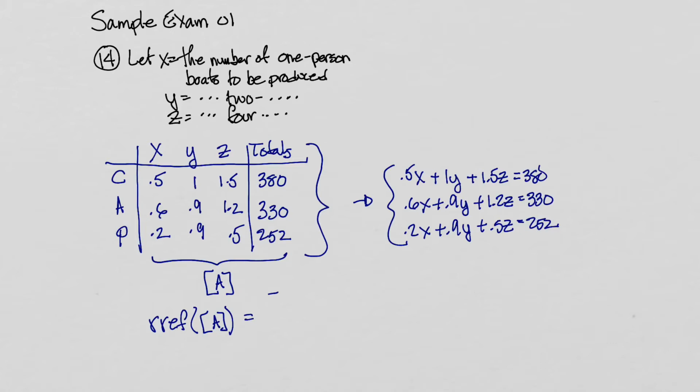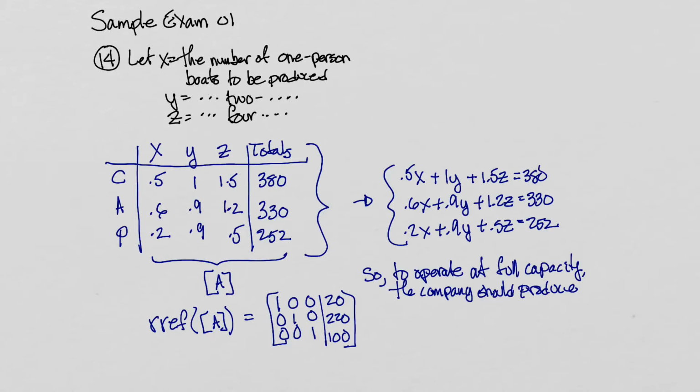And when I did that, I got, okay, RREF, so you know it's 1, 0, 0, 0, 1, 0, if it's going to have a solution, 0, 0, 1, and then I got 20, 220, and 100. So now to operate at full capacity, if we just read off our solution here, this tells us 1x, no y's or z's, 1x is 20, and x is the number of one-person boats to be produced. So the company should do what? It should produce 20 one-person boats.